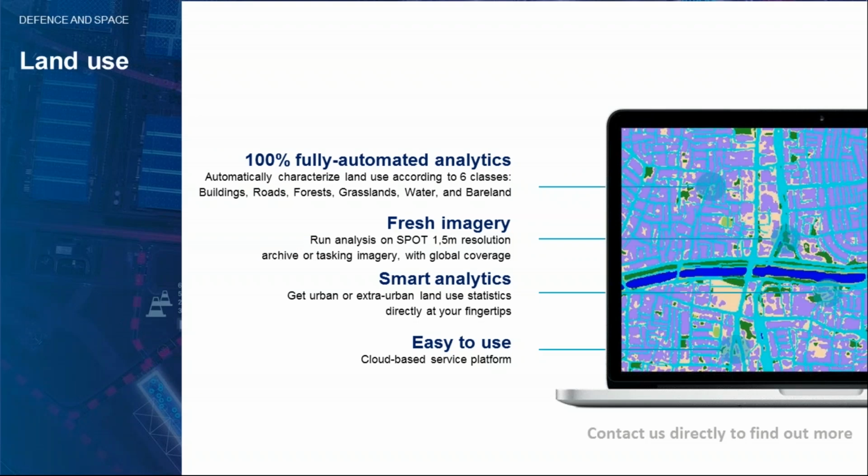So next up, we're going to take a look at our land use product. So this is 100% fully automated analytic. It analyzes 5 different classes. So buildings, roads, forests, grasslands, water, and bare land. It's fully automated, as I said, and it can be obtained using SPOT 1.5 meter imagery. So it's suitable for land or for urban management applications. So typically for obtaining surface measurements per class, or for carrying out land use change monitoring.